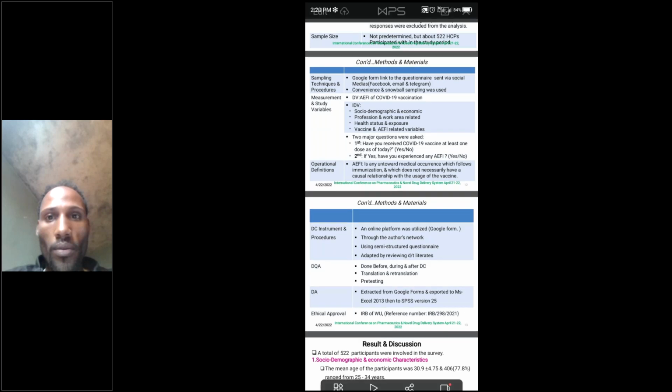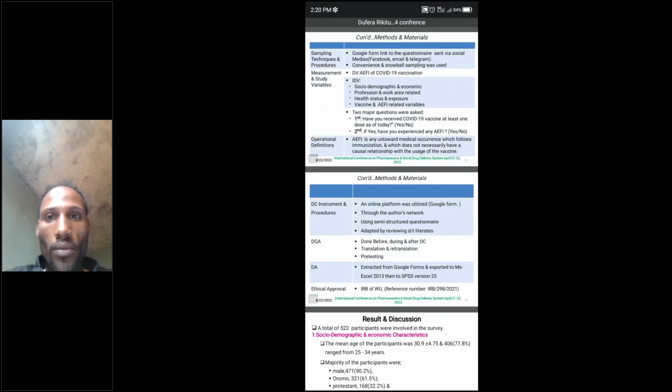As the dependent variable, adverse event following immunization of COVID-19 was used, and we have independent variables, especially socio-demographic and economic variables, professional work area related variables, health status and exposure related variables, and vaccine and adverse event related variables. We operationalized adverse event following immunization as any untoward medical occurrence which follows immunization and which does not necessarily have a causal relationship with the usage of vaccines. Based on this, we have done a regression analysis.